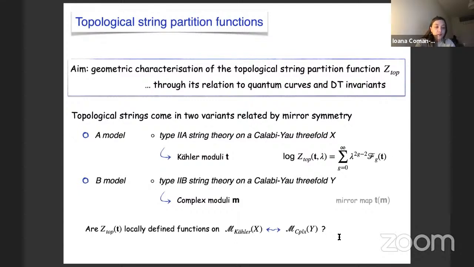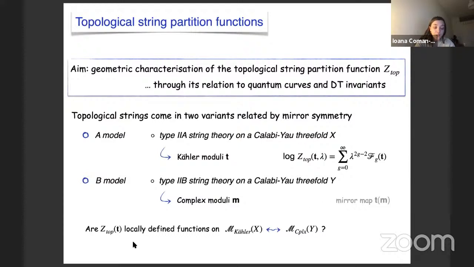Now, the perspective I will discuss looks at the relations of the topological string partition functions to quantum curves and Donaldson-Thomas invariants, with the aim to use these towards a geometric characterization of the Z-top. With this goal in mind, a place to start is to look at the two variants of the topological string. On one side is the A model, which looks at compactifications of type IIA string theory on local Calabi-Yau threefolds X, where Z-top takes as arguments the Kähler moduli of this manifold, and it also depends on the string coupling lambda. And then by mirror symmetry on the dual side are type IIB string theory compactifications on Calabi-Yau threefolds Y, where now the relevant parameters are the complex moduli of this manifold, which are related by the mirror map to the Kähler moduli T above.